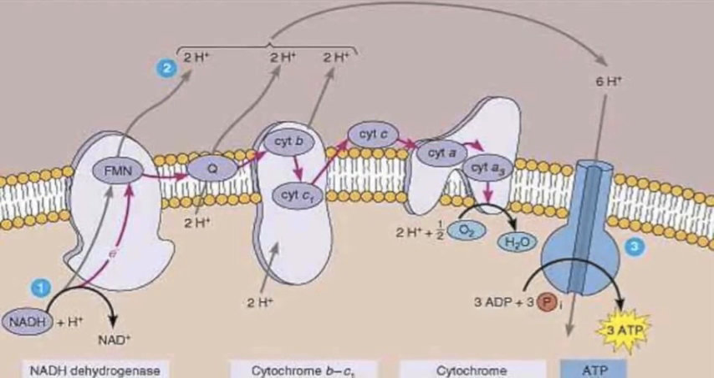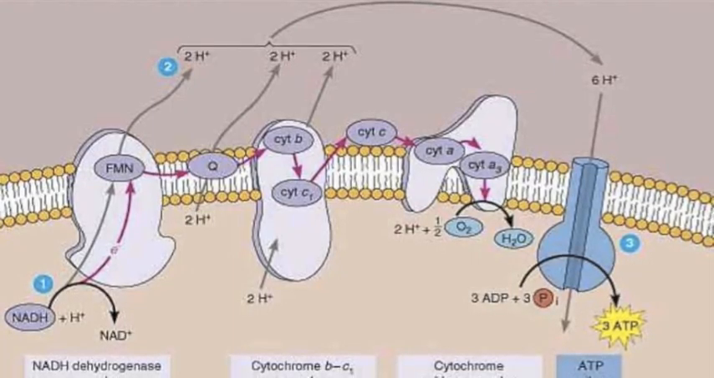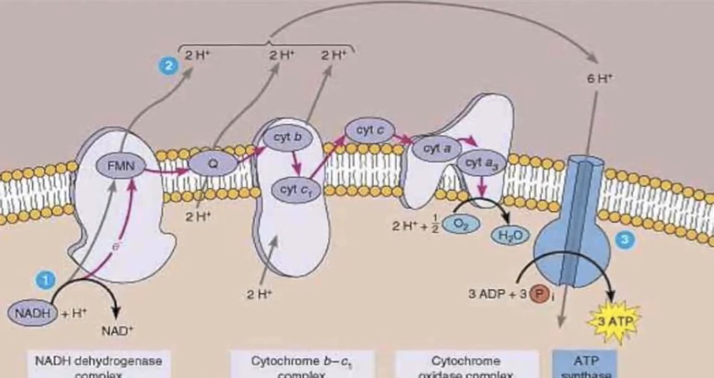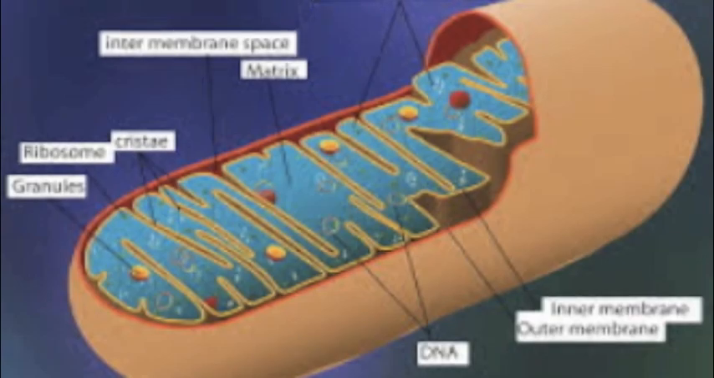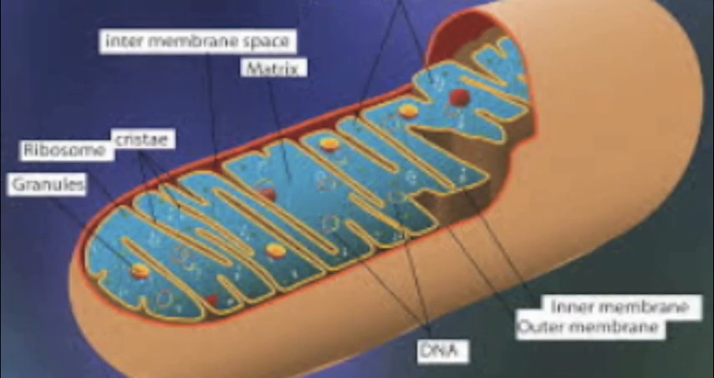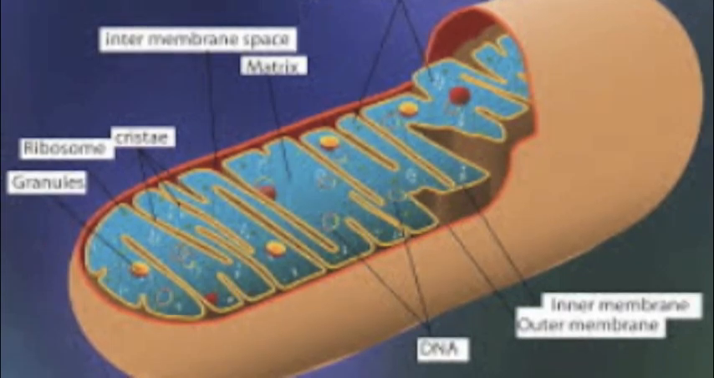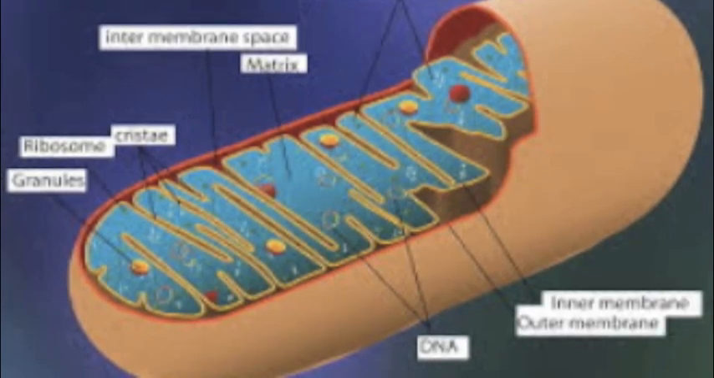Electron transfer chains are used for extracting energy from sunlight in photosynthesis, and also from redox reactions, such as oxidation of sugar in cell respiration. Parts of the mitochondria include the intermembrane space, the matrix, the cristae, ribosomes, granules, DNA, the inner membrane, the outer membrane, and the ATP synthase particles.